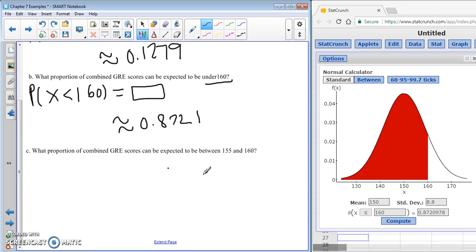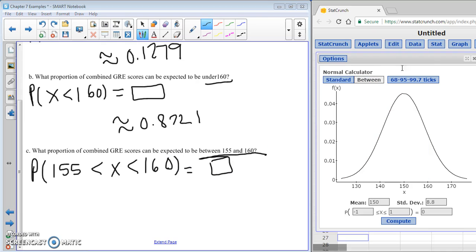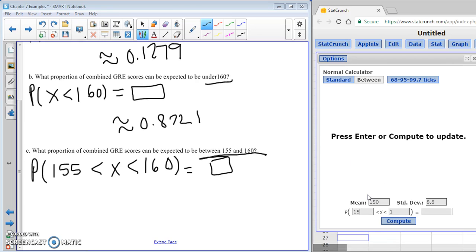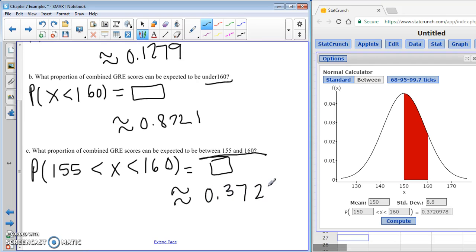And our last part here, we want to know between 155 and 160. So 155 is less than X is less than 160. So we're going to click on between. And this is going to be 155 and this will be 160, and we're going to hit compute here. So this is approximately 0.3721.